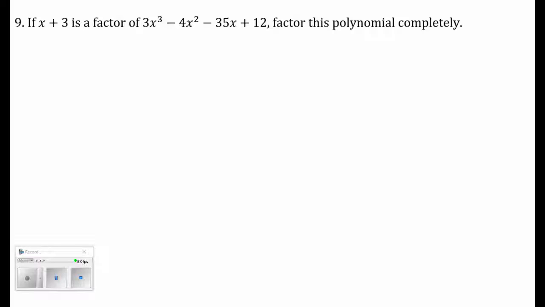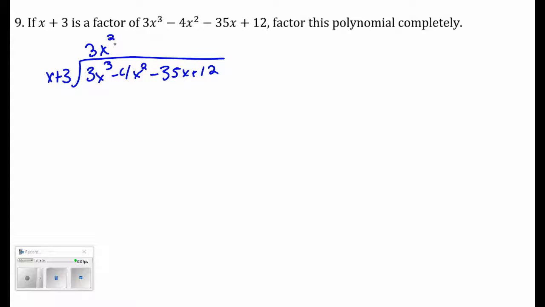Number 9. If x plus 3 is a factor of that polynomial, factor it completely. So I'm telling you that x plus 3 is a factor. What that means is that if I divide that polynomial by x plus 3, I'll find the other term that multiplied by x plus 3 gives me that polynomial. So go through and run long division. If you like reverse tabular, feel free to use reverse tabular.